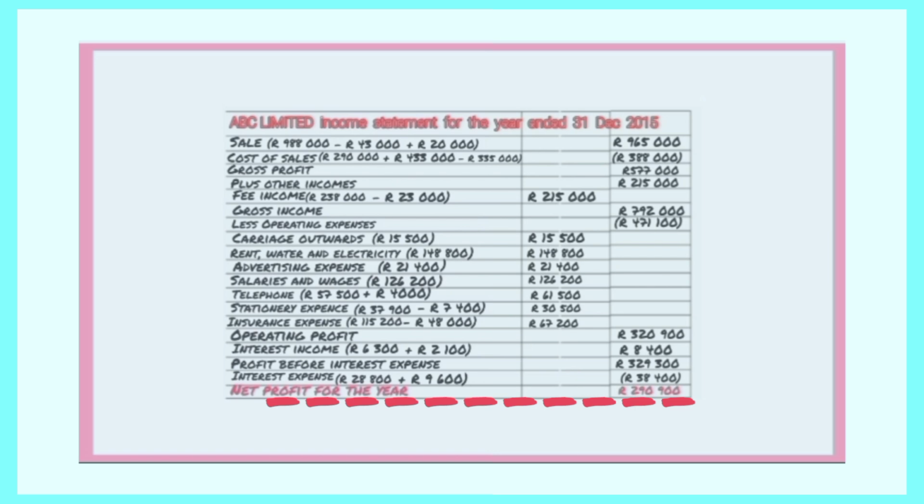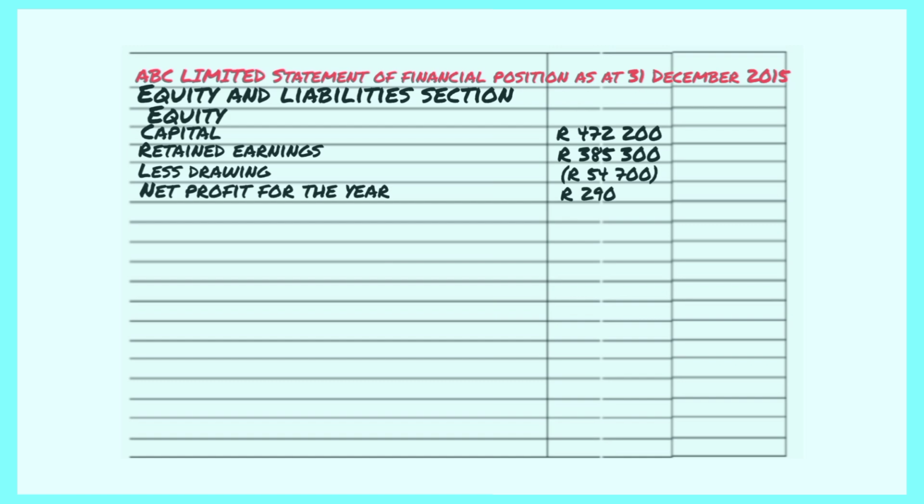We then have net profit for the year. This one is from the income statement video I made before this one. We have net profit of 290,900. Write it down. Done with equity as well. Let us give totals. 472,200 plus 385,300 minus 54,700 plus 290,900. In total, we have equity of 1,093,700. You write it down.